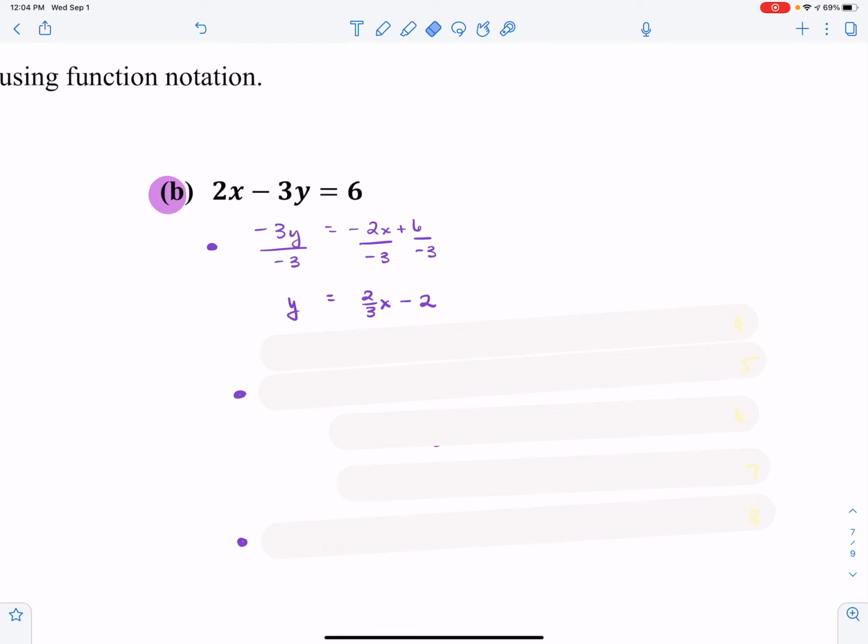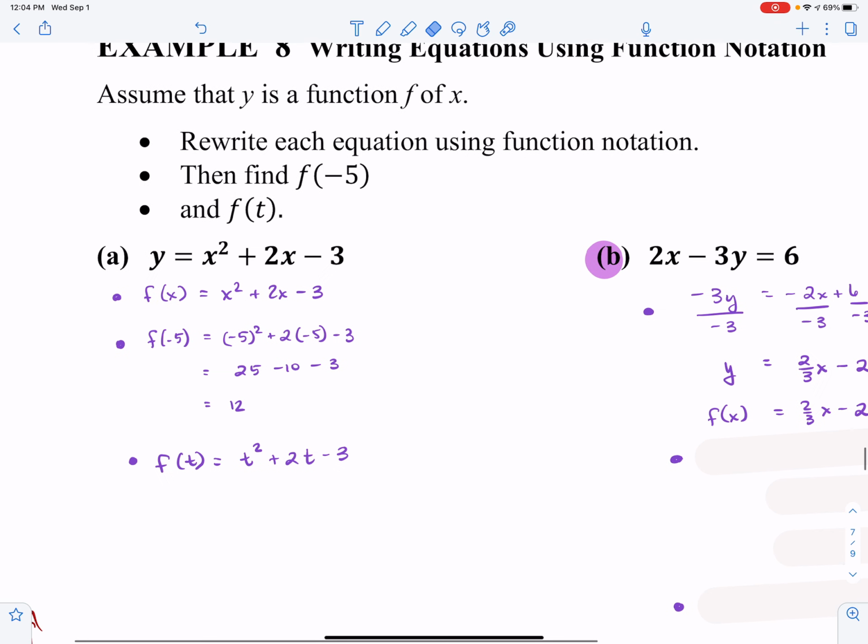Okay, so step 1 says get y alone. Step 2 says take y and replace with f of x. So just rewrite the equation. Instead of saying y equals, say f of x equals. Okay, so that takes care of the first part of my instructions.